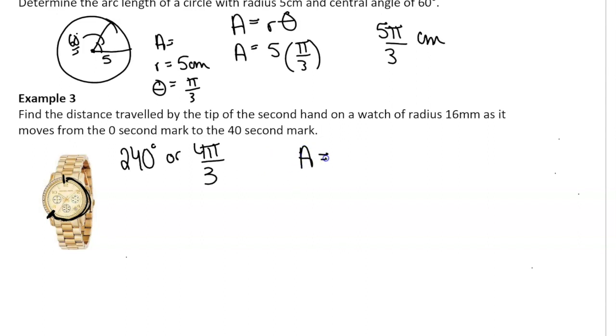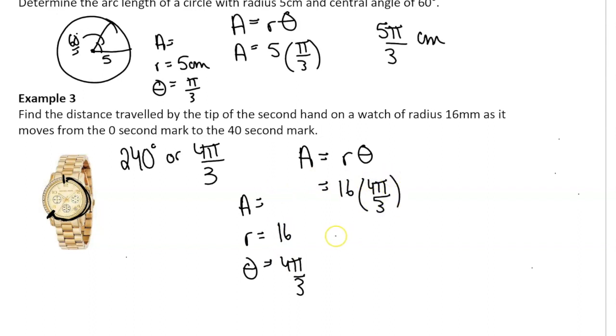And using A equals r times theta, we want to find the arc length of what it covered. We know that our radius is 16. So we'd have 16 times 4 pi over 3, and that would equal 64 pi over 3 millimeters.